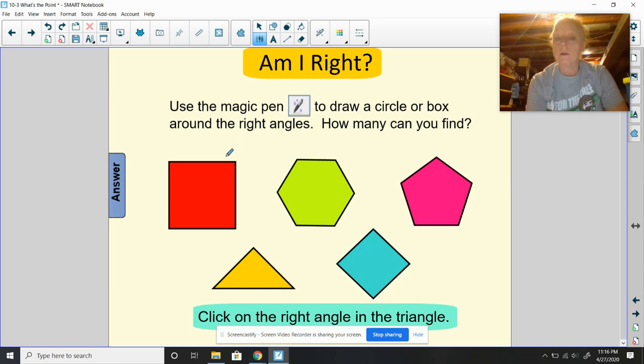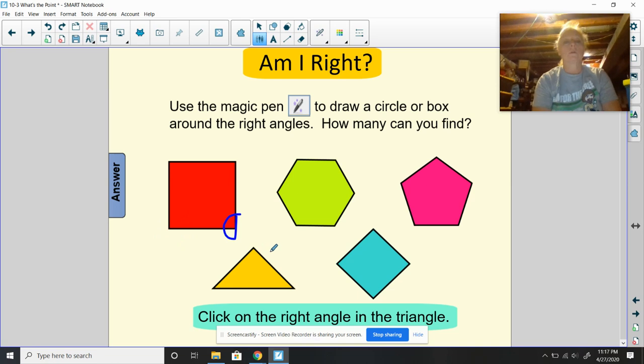Well, notice a square has a right angle in every corner. So there's one, there's two, there's three, and there's four. So right now I have four right angles.